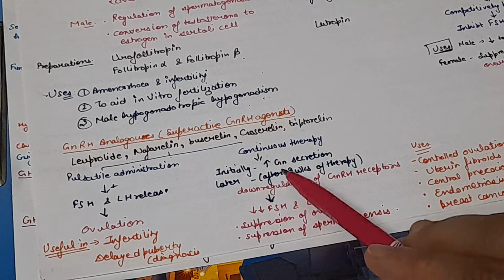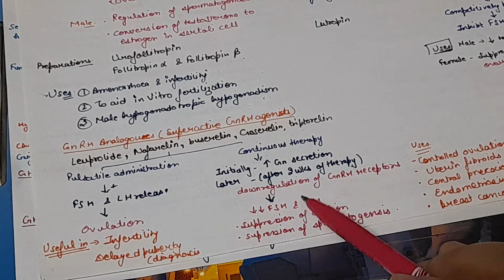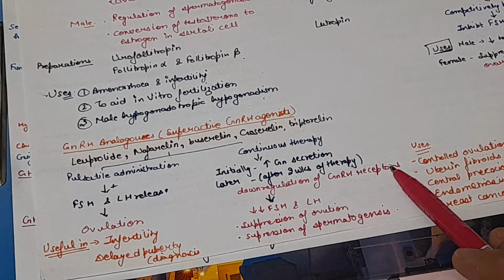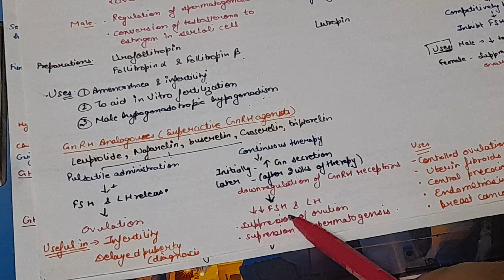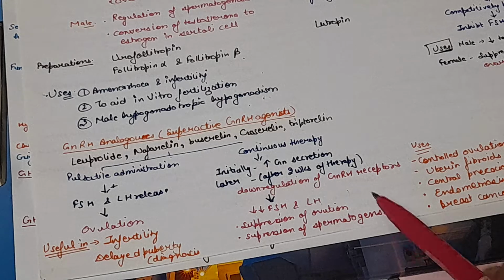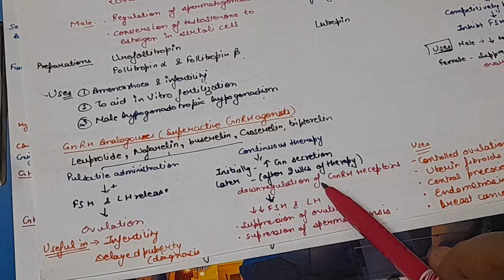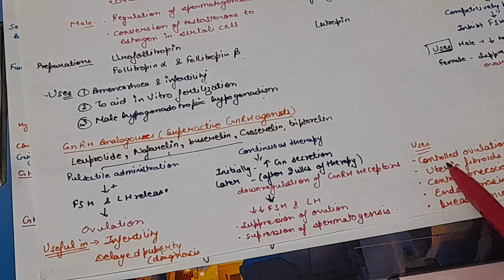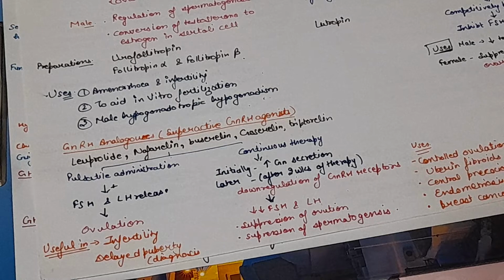And if these GnRH analogs are given as a continuous therapy, initially they will increase the gonadotropin secretion, but at later stages, or after 2 weeks of therapy, there will be down regulation of the GnRH receptor, which will lead to decreased FSH and LH, which will suppress ovulation and spermatogenesis. So in continuous therapy, GnRH analogs are used when there is a need for controlled ovulation to aid in vitro fertilization technology, for treatment of uterine fibroids, for central precocious puberty, for treatment of endometriosis, and for the treatment of breast cancer.